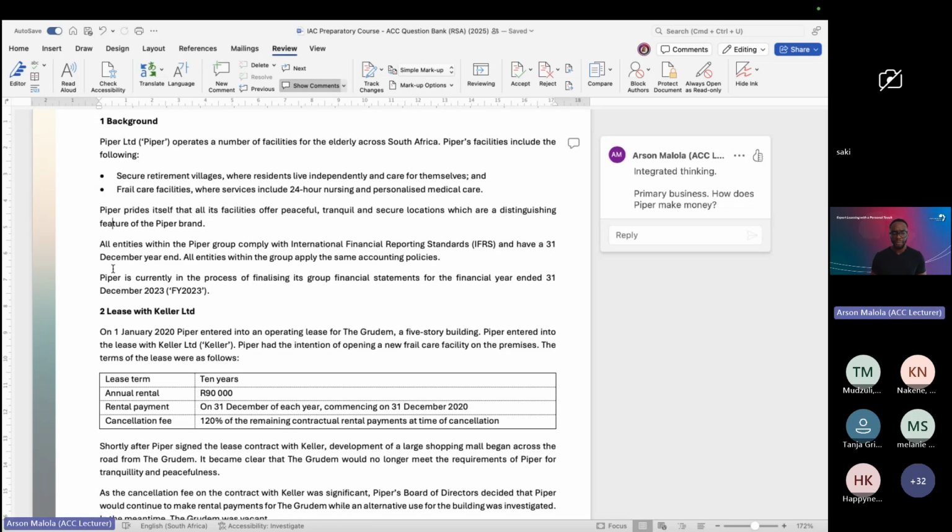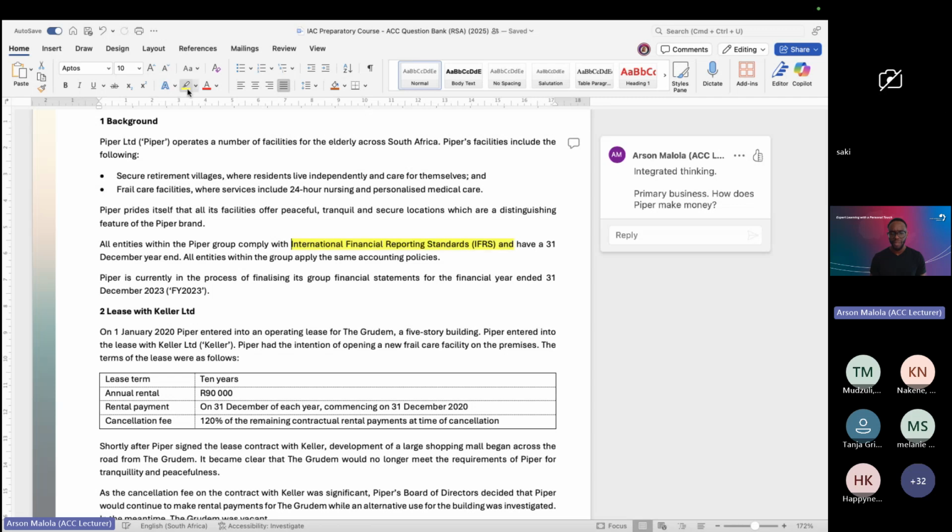All entities within the Piper Group comply with IFRS and have a 31 December year end. Now, comply with IFRS, you can always expect it to be IFRS, right? It won't be anything else. So that is almost a given at this stage of the game. But good that they're almost like reminding us.